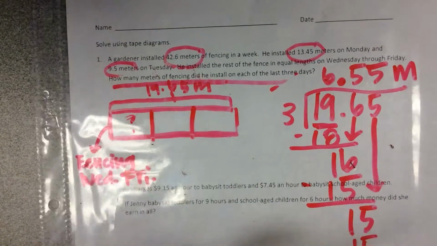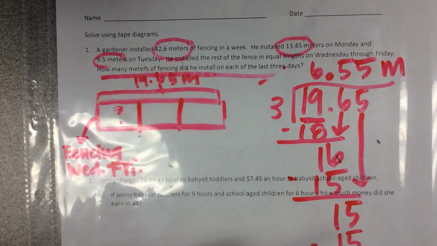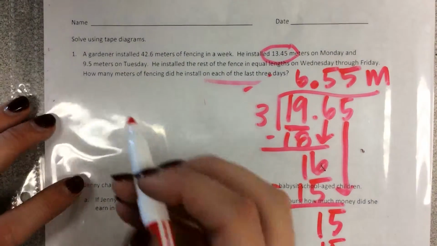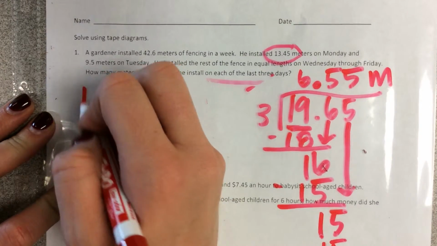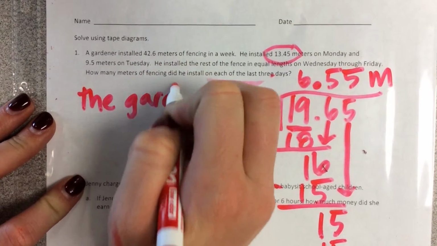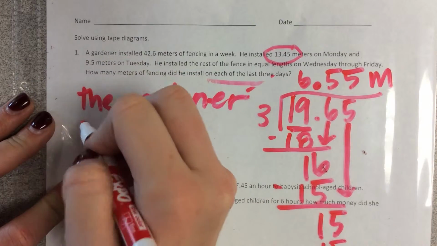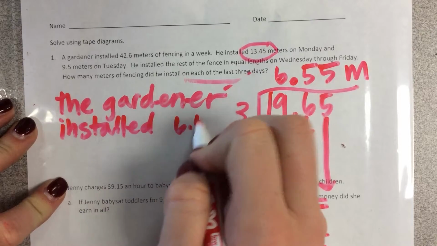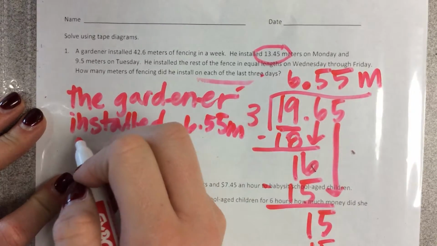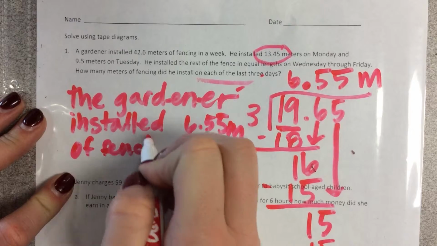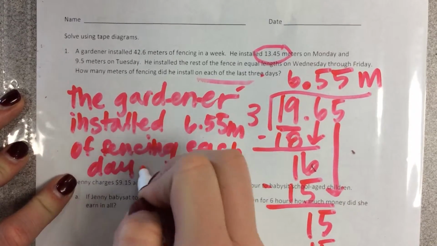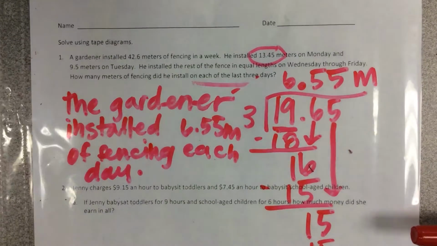We always answer a word problem in a sentence, so I'm going to go ahead and answer right here. You're almost there. Keep it up. Math can be hard, but you can do it. So I'm going to say the gardener installed 6 55/100 meters of fencing each day. And if you want to be even more specific, you could say each day, Wednesday through Friday. But I'm fine with just this.